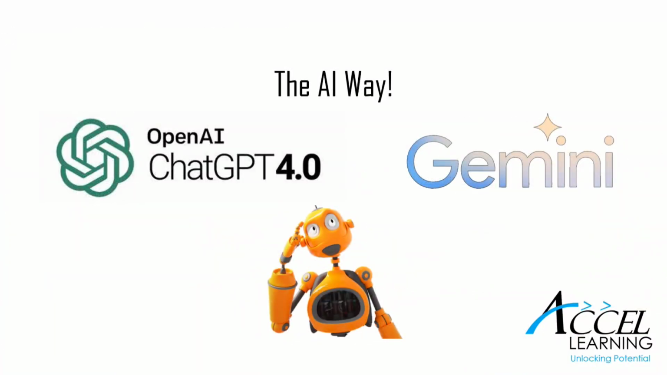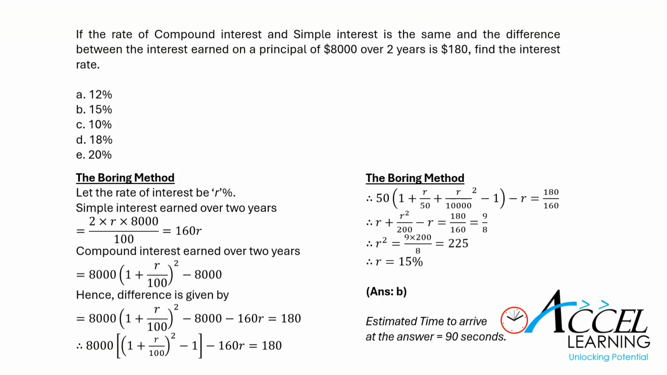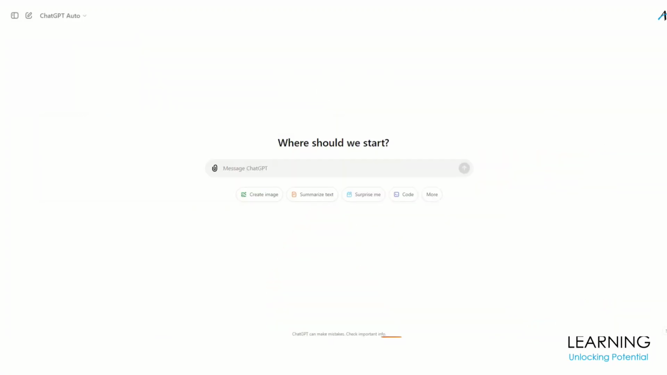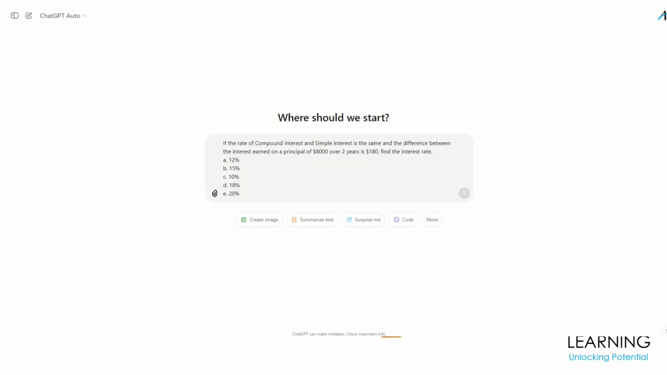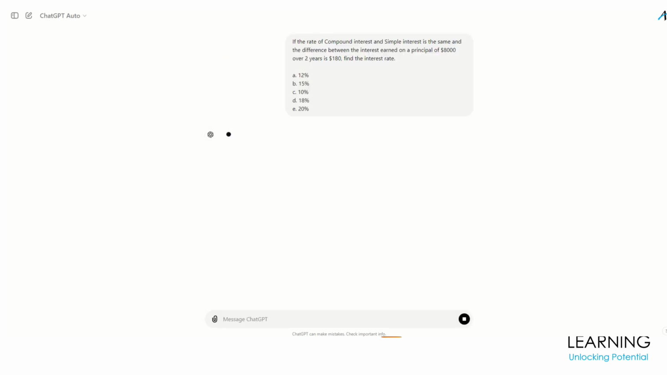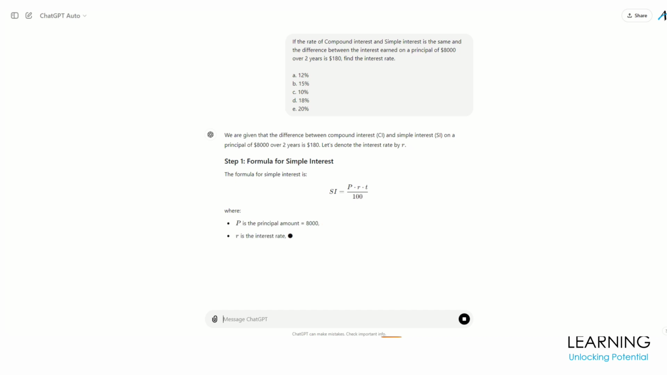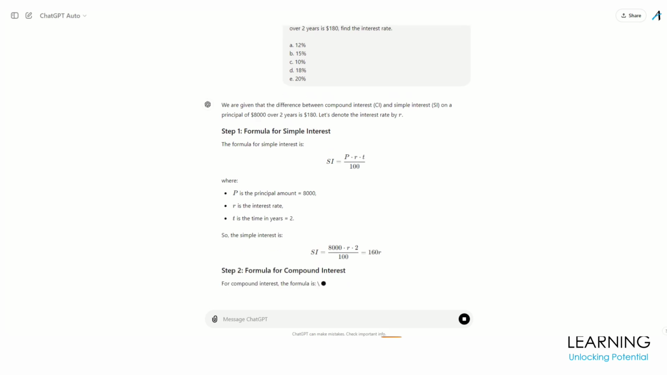Now for the fun part, let's see if AI is smart enough to solve this correctly. We'll first start with ChatGPT and then we'll do the same with Google's Gemini. Here we are in ChatGPT. Let's paste the question and see. Let's see how ChatGPT solves the problem. Again, remember our answer was option B, 15%. Let's see how fast ChatGPT can solve the problem and if it can give us the correct answer.